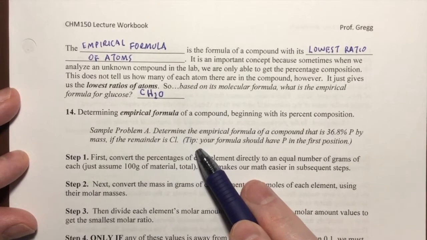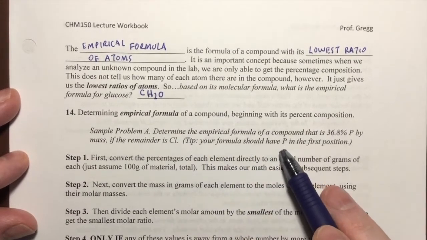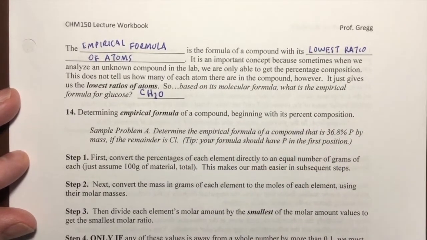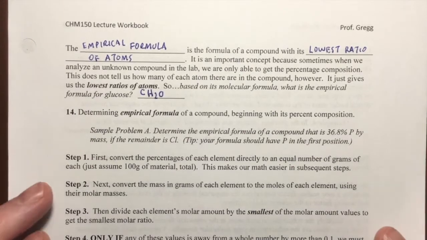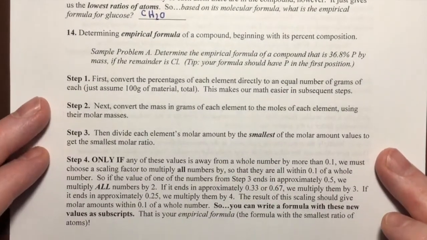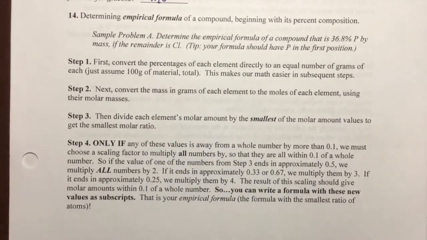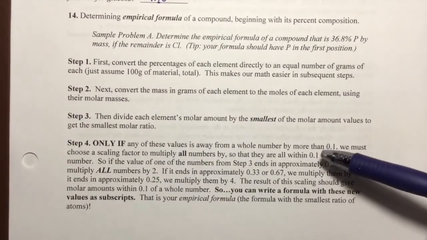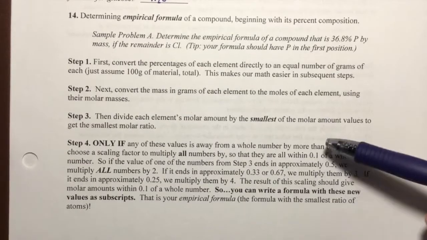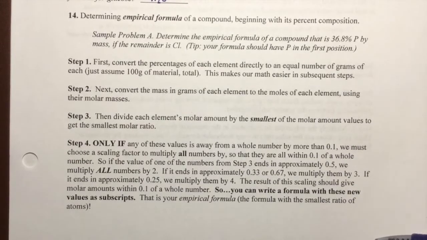And just a little tip in the parentheses here, your formula should have the phosphorus in the first position. Okay? So here we go. I want you to see that we've got 4 steps here, and each of these steps is going to require a calculation. It may not be necessary to do the 4th step, and I'll get to that in a moment.